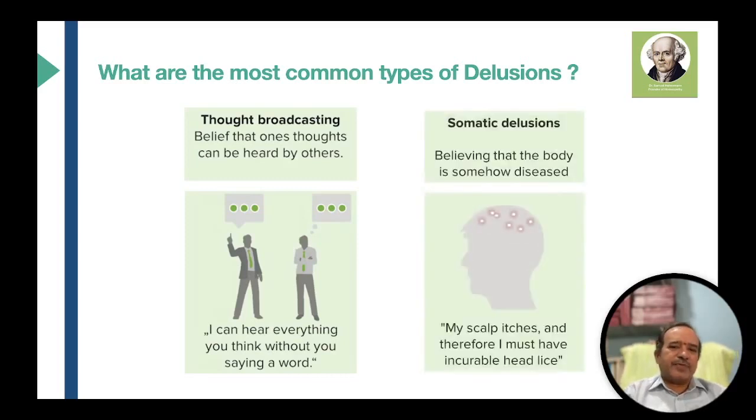Next type of delusion is somatic delusion. In somatic delusions, mostly the patients think that they are suffering from unknown incurable diseases, like cancer. My scalp itches, and therefore I must have incurable head lice. The somatic delusions, even the rubric, fall under hypochondriasis. They think that something is in my stomach and it is paining, and some incurable disease is there.